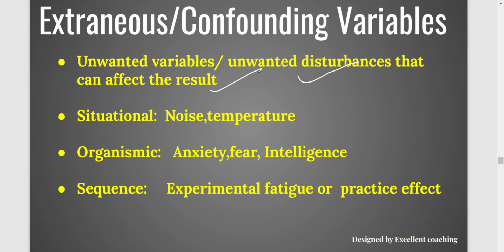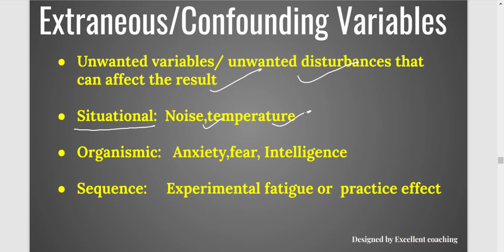And what are the different kinds of confounding variables? There are three types of confounding variables. One type is situational, like noise, temperature, anything which is there in the environment or in the situation which can change the result of the experiment, which can change your score, which can cause a change in your dependent variable. This is called a situational confounding variable.